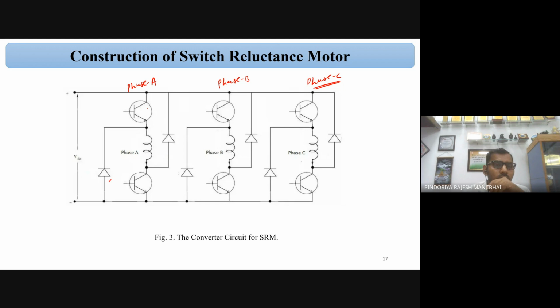Correct. Here maybe the IGBT, maybe the MOSFET, maybe the transistor. Here is the second diode for phase A, similarly for phase B, and similarly for phase C. So the use of the switch is turn on and turn off, and the use of the diode is as a feed forward diode. Okay, so during energy recovery, we can use this diode. Okay.